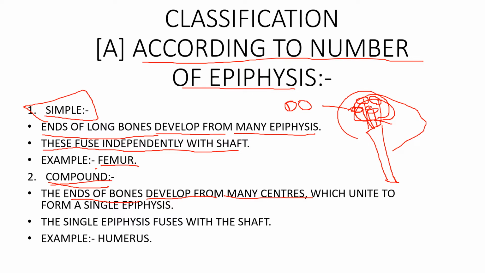So the end of a bone is developing from many centers which unite to form a single epiphysis. This single epiphysis then fuses with the shaft and forms a complete bone. This is known as compound epiphysis. For example, we take humerus.